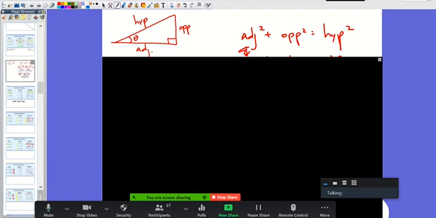Let's start with the Pythagorean theorem. Adjacent squared plus opposite squared is hypotenuse squared. Okay, adjacent squared plus opposite squared is hypotenuse squared. Now, watch this.